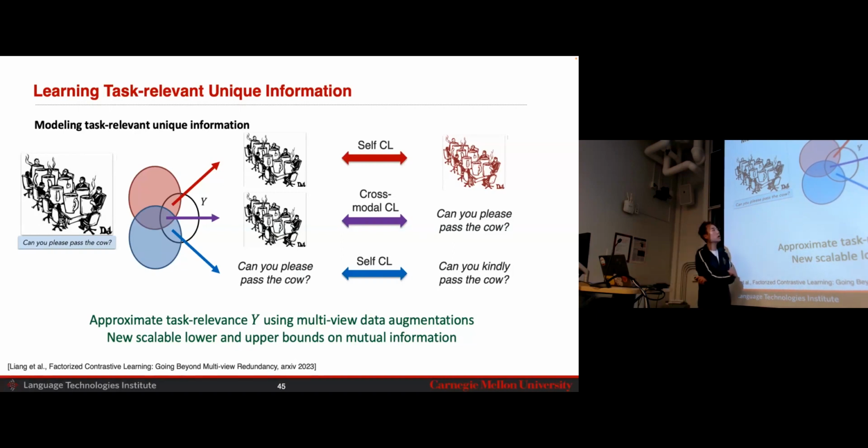So it's a simple way of getting representations that both capture the shared part, so that's contrastive learning across the two modalities, and also representations that learn the unique parts. So contrastive learning within modalities.